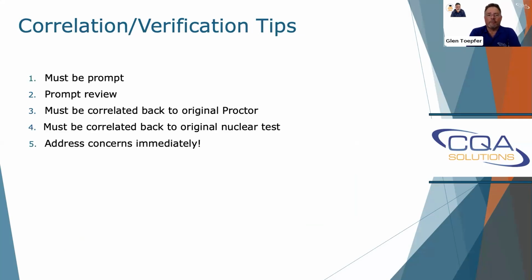Correlation verification tips: these need to have prompt review, and need to be correlated back to the original proctor. We see that doesn't get done sometimes. They need to be correlated back to the original nuclear test. Does it pass? Does it fail with a proctor? Is a nuclear test accurate? Is there a correction needed? If a correction is needed, you need to address it immediately and get a correction in there and document it.